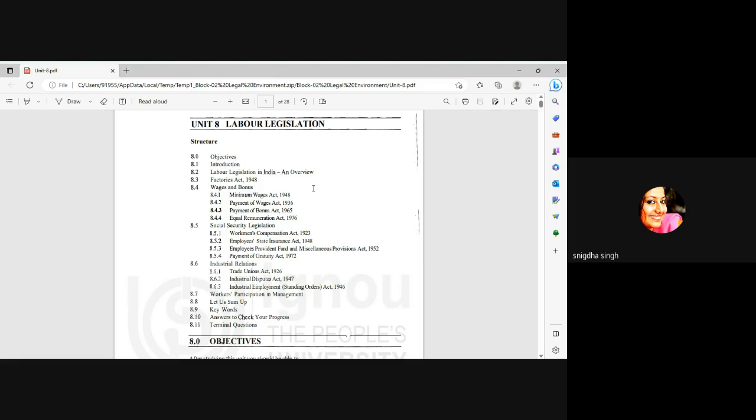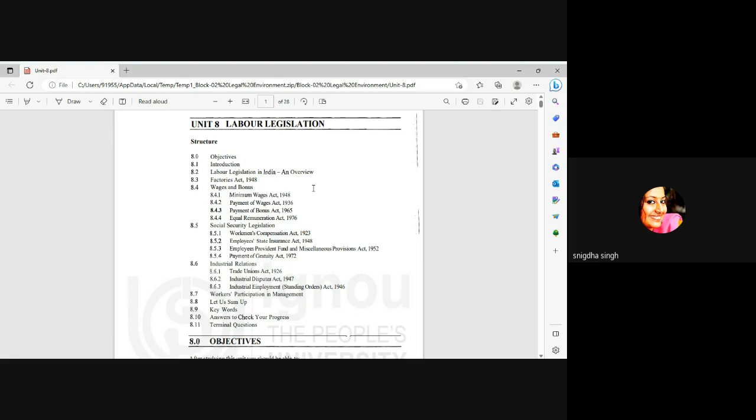The Workmen's Compensation Act also has provisions wherein, in case there is any fatal accident which takes place with the worker at the workplace or outside the workplace, what compensation, in what form, to what extent, and to whom the compensation has to be given. The Employee State Insurance Act deals with the insurance of the health and life of the employees.